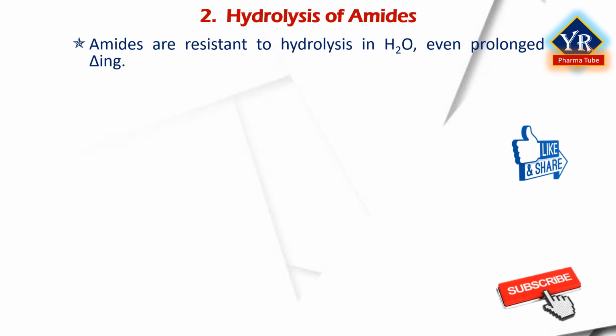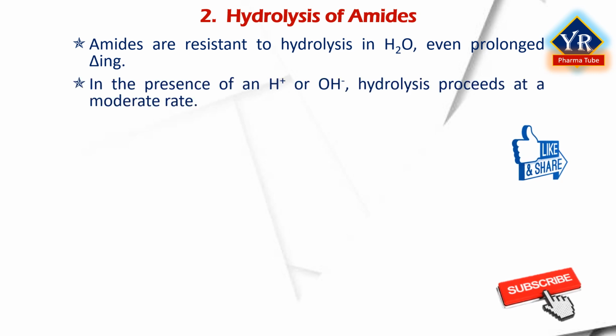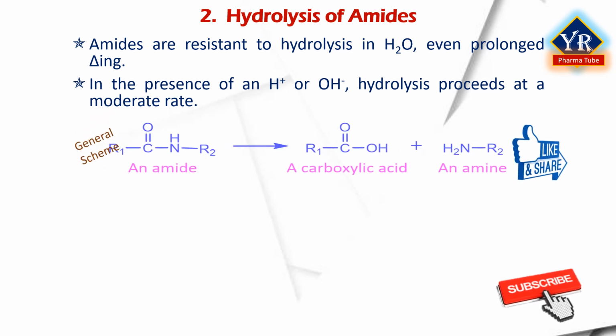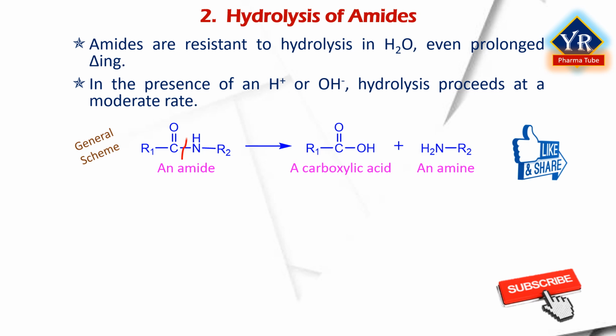Generally, amides are resistant to hydrolysis in water even after prolonged heating. However, in the presence of an acid or base, hydrolysis proceeds at a moderate rate. The general scheme for amide hydrolysis is illustrated in the figure given here. Thus, hydrolysis of an amide gives a carboxylic acid and the salt of ammonia or an amine.